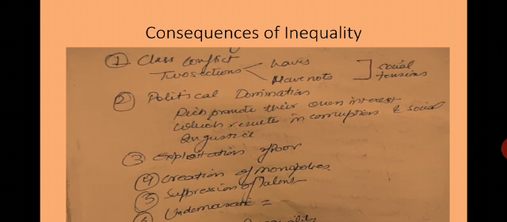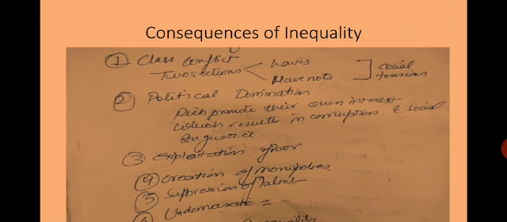The next one is creation of monopolies. When we talk about creation of monopolies, once again, because these people have funds with them, they try to monopolize the entire money, and they try to concentrate the economic power in their hands. Once again, it leads to creation of a wedge between rich and poor.